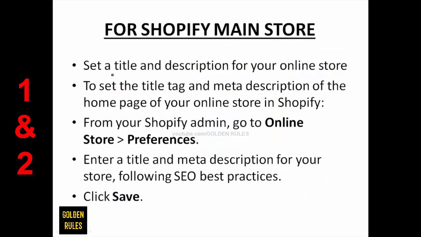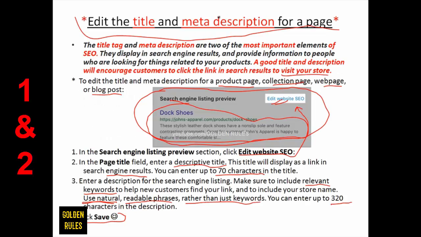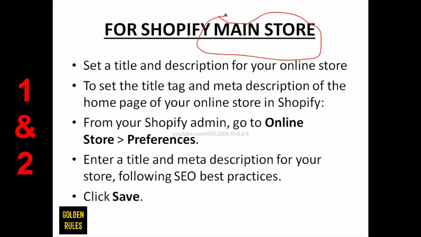Next, for the main Shopify store. That was for a particular page, a particular product page, collection page, web page, blog post, but this is for your main store, for example xyz.com or abc.com, so this is for your main domain. Okay, set the title and description for your online store. I hope you guys are understanding, and I will show you an example later.